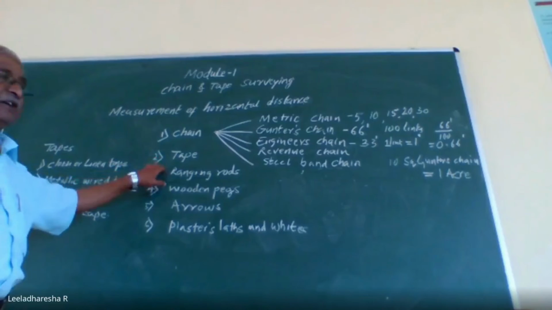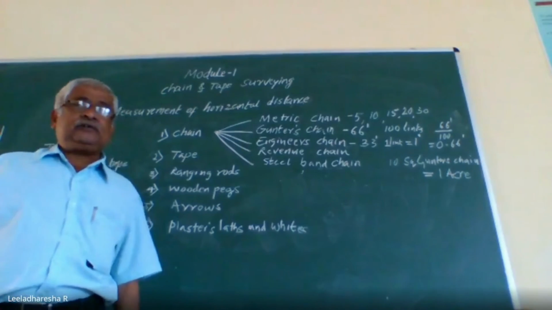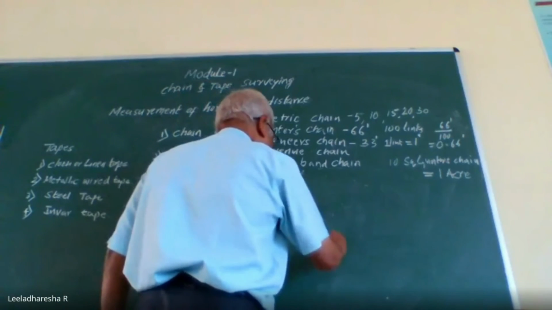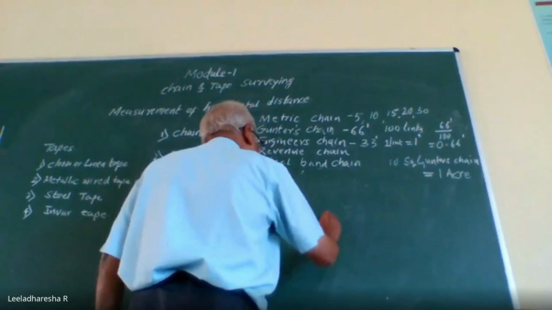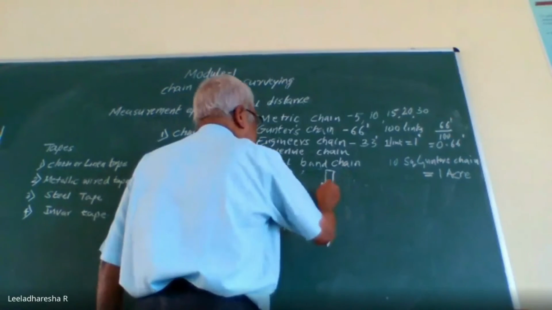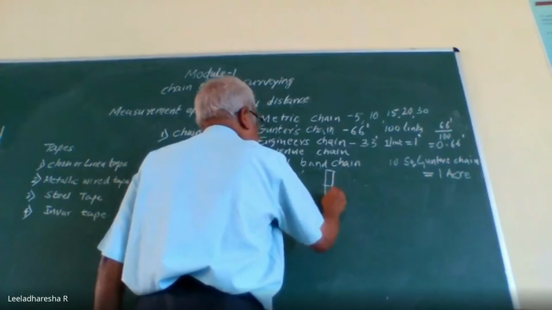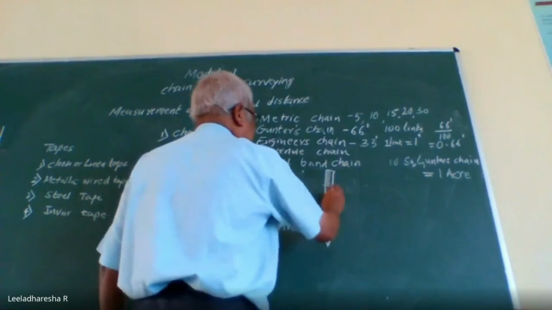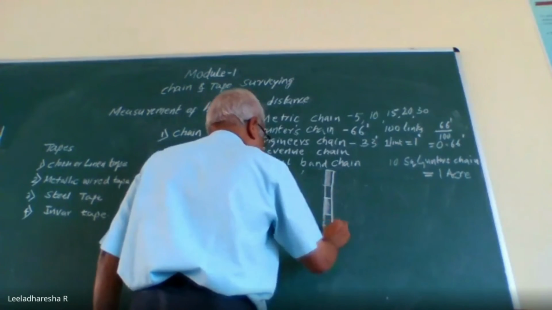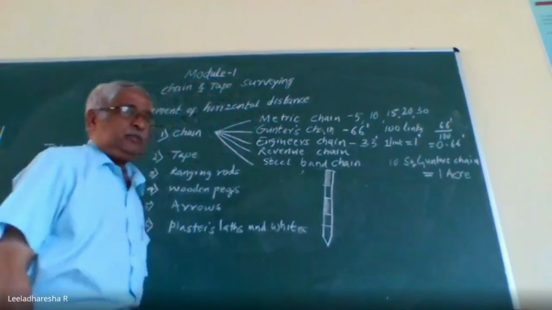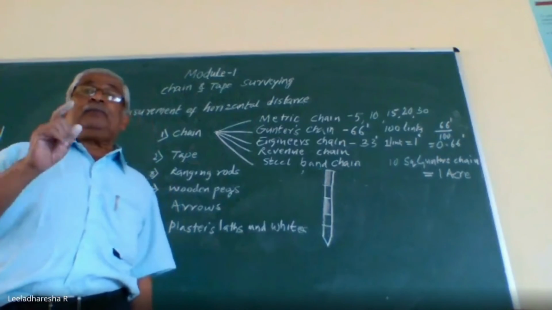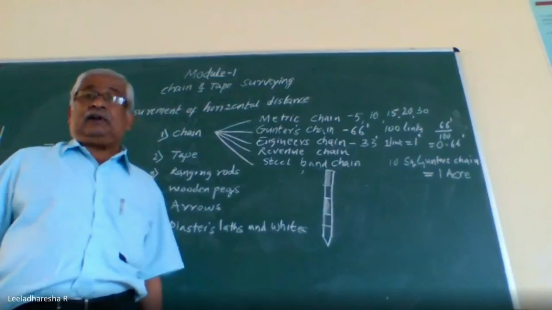Next, we will go for the ranging rods. I have shown you ranging rods in the previous class. It has a shoe at the bottom, and it may be made of either wood or steel, and it is painted in alternate layers. See, this layer is red, this is white, this is red, this is white. Like this, alternate colors are made, and this ranging rod is used for the purpose of ranging a line.